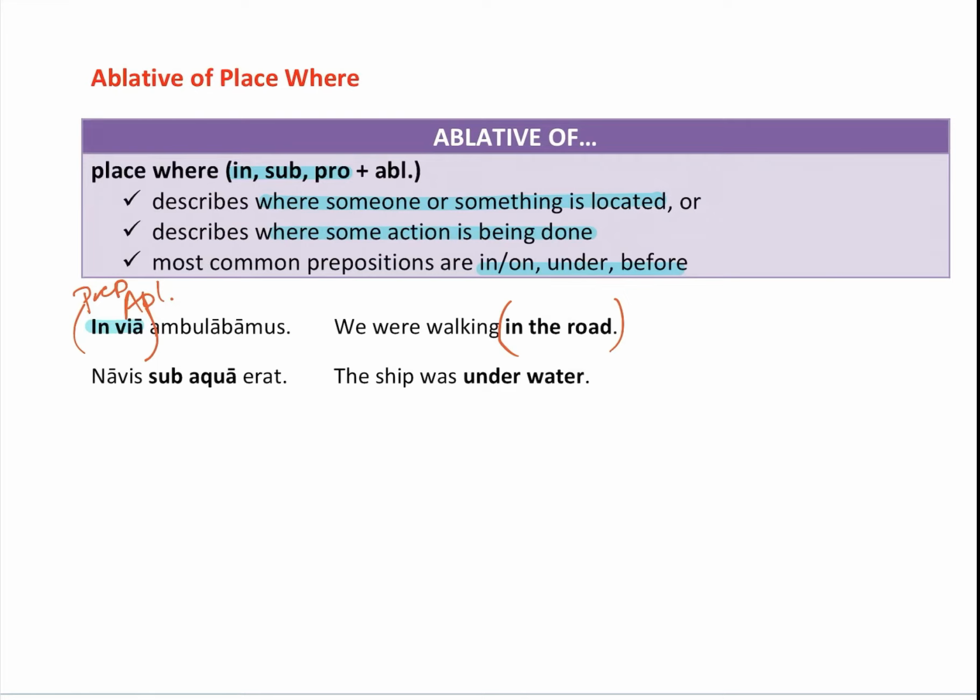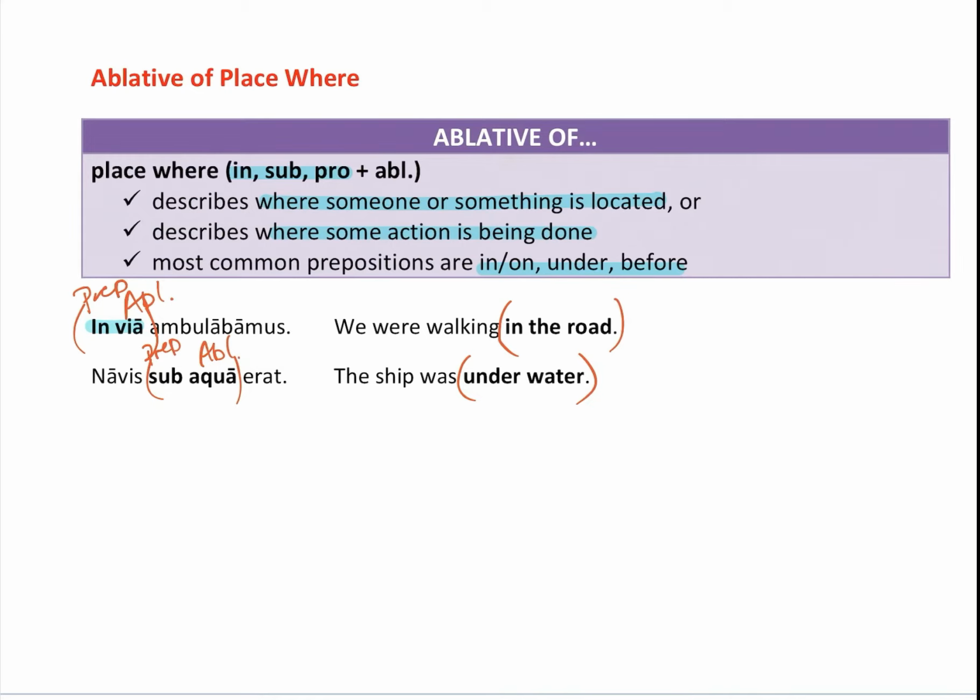And navis sub aqua erat. The ship was underwater. Where was the ship? Underwater. That ship is located underwater. So we're going to start with the preposition sub, not up to, because that's accusative, but preposition sub followed by the ablative aqua.